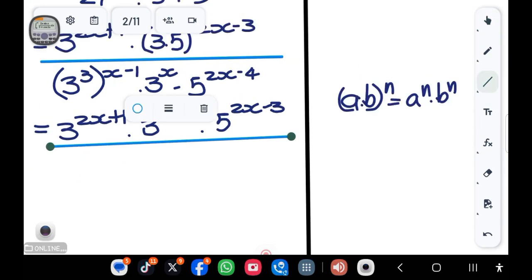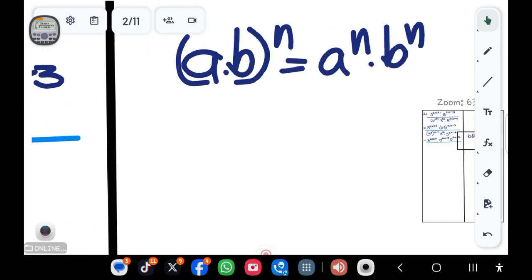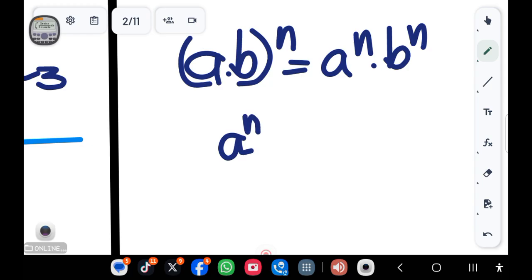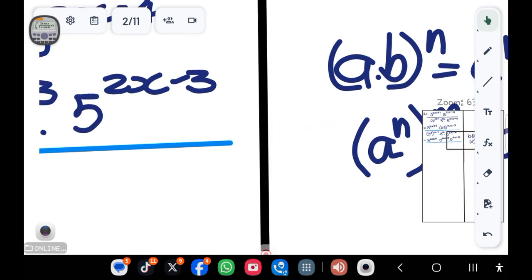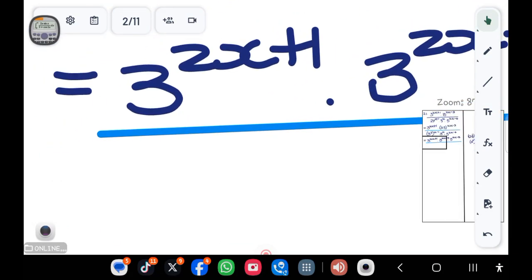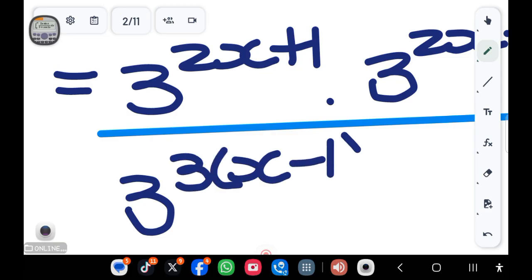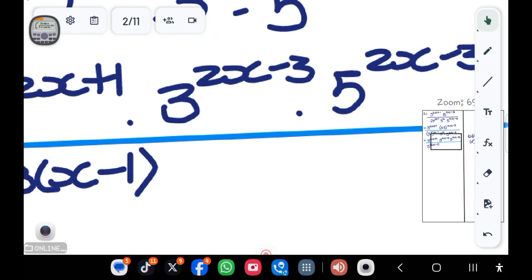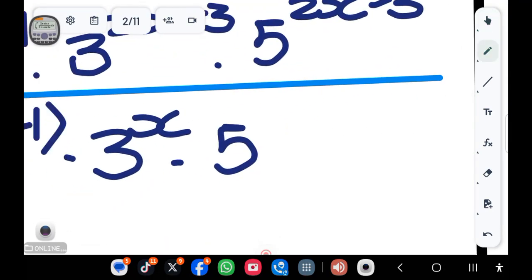All right, all over. Now we've got 3 to the power of 3, all raised to the power of x minus 1. If you've got a power raised to another power, you simply multiply the exponents, and that's what we will do over here. So we multiply these exponents. That becomes 3 to the power of 3 multiplied by x minus 1, times 3 to the power of x. This one does not change, same as the 5 to the power of 2x minus 4.